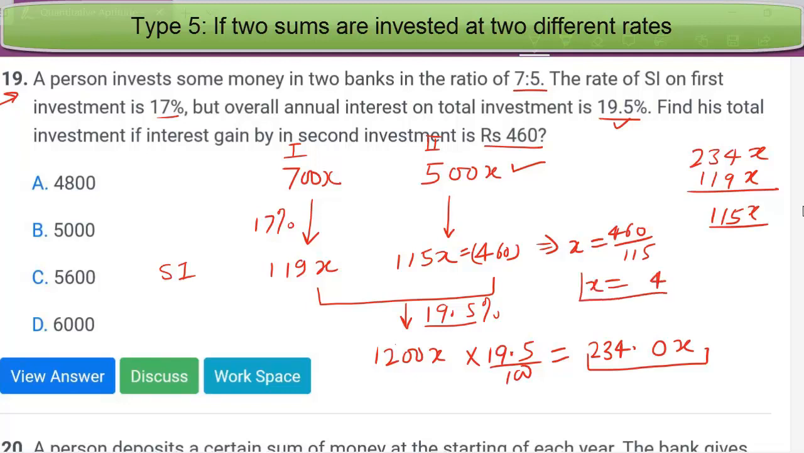So now you can put the value of x here. What is being asked? Find his total investment. So his total investment is 1200x, 700 plus 500. So the total investment is equal to 1200 multiplied by the value of x, which has come out to be 4. That means 4800. So this is the answer, 4800. That means option A.